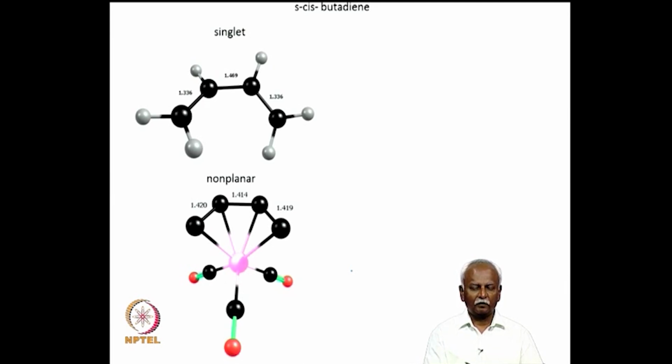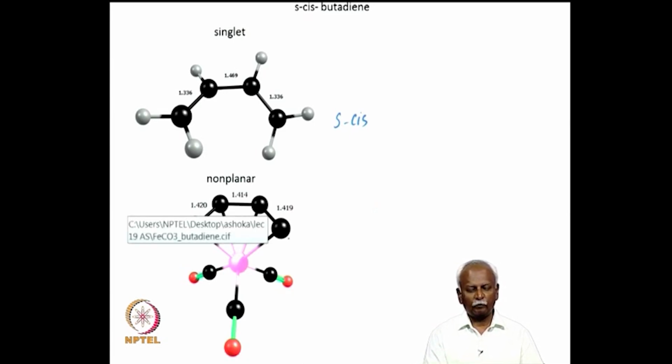Here is the structure. This is called S-cis butadiene, because you have a cis geometry around the single bond. This is the S-cis butadiene complex that you have. You notice that the bond distance between C1 and C2 is 1.419, which is slightly shorter than the longer distance that is found between C1 and C2. So, let us take a look at the structure of this molecule in 3D.